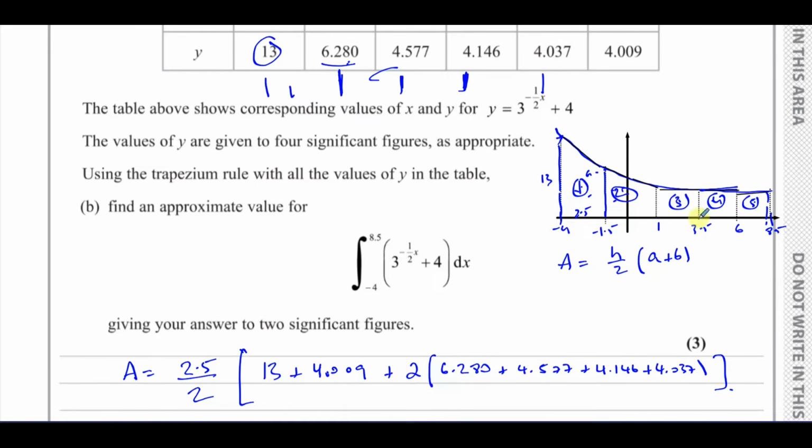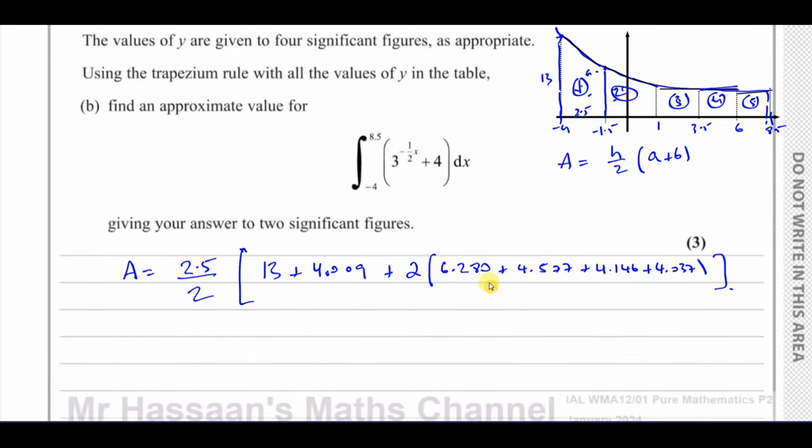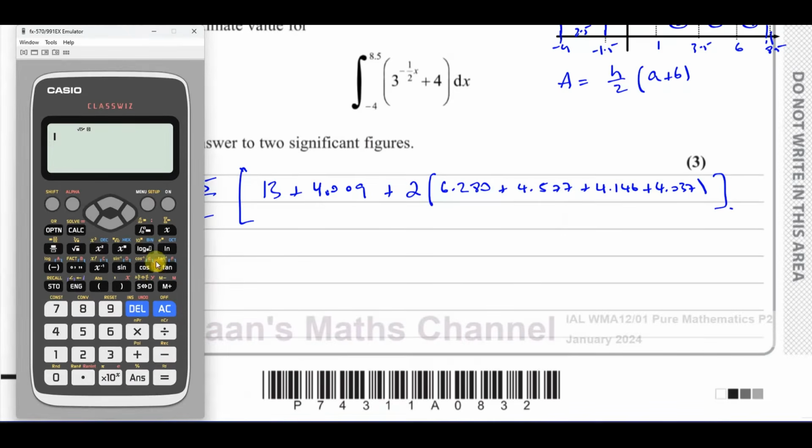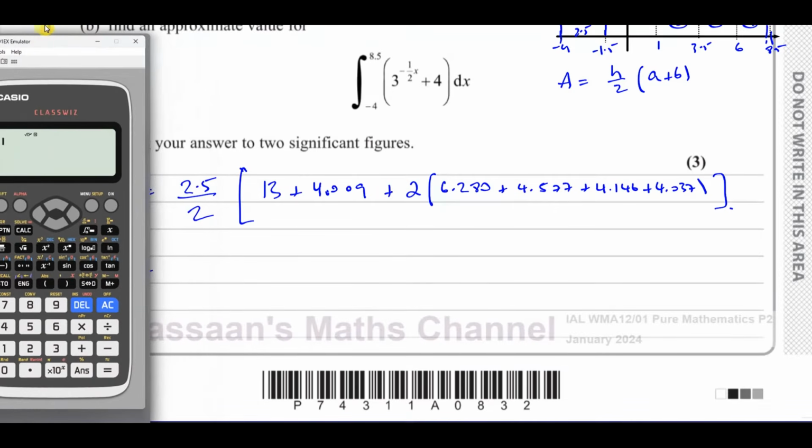Okay, and the first and the last lines are used just once because there's no trapezium before this and there's no trapezium after that. Okay, so that's how those are used. Those are the y values. And when we calculate this, it will give us our answer, which we will then round to 2 significant figures as the question tells us to.